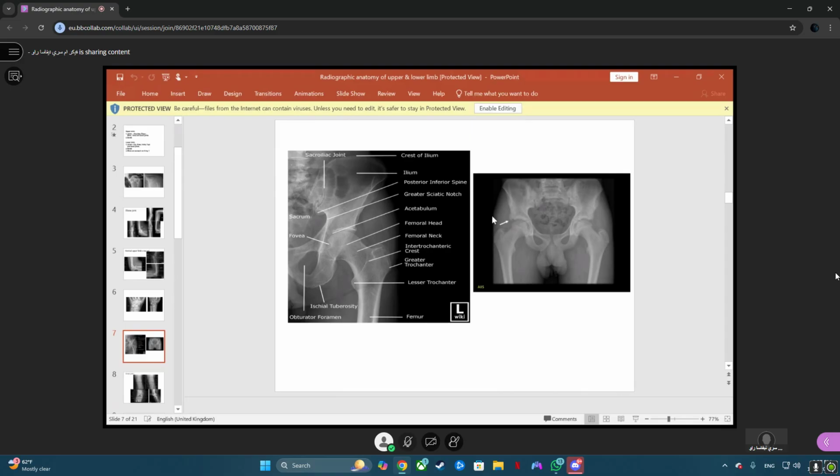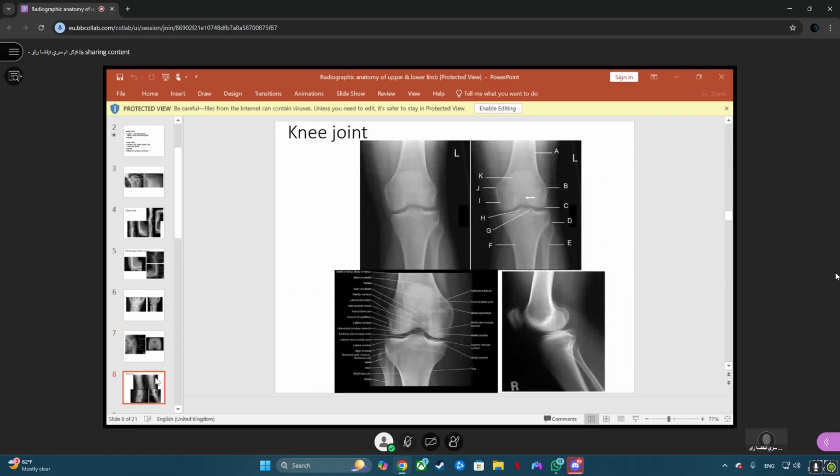Whole of this we call the bony pelvis. This is the sacroiliac joint, between the sacrum and the iliac bone. This is the pubic symphysis, the articulation between the two pubic bones. Again, this is a plain X-ray, anterior-posterior view. Next, going to the next diagram.